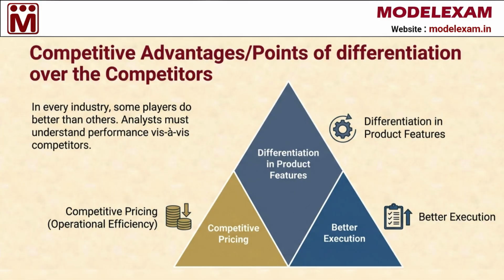Now let us look at the broader picture of competitive advantages and points of differentiation over the competitors. In every industry, some players do better than others. To understand this performance versus competitors, we can look at a triangle of factors. At the top, we have differentiation in product features. On one side, we have competitive pricing driven by operational efficiency. And on the other side, we have better execution. A company needs to excel in these areas to stand out.